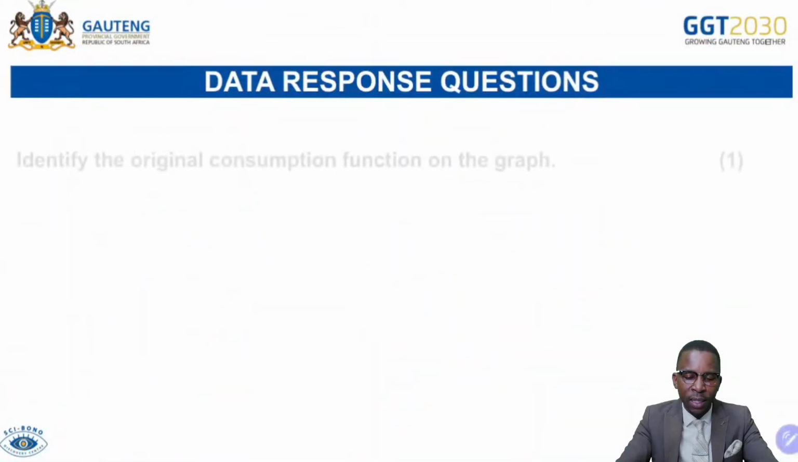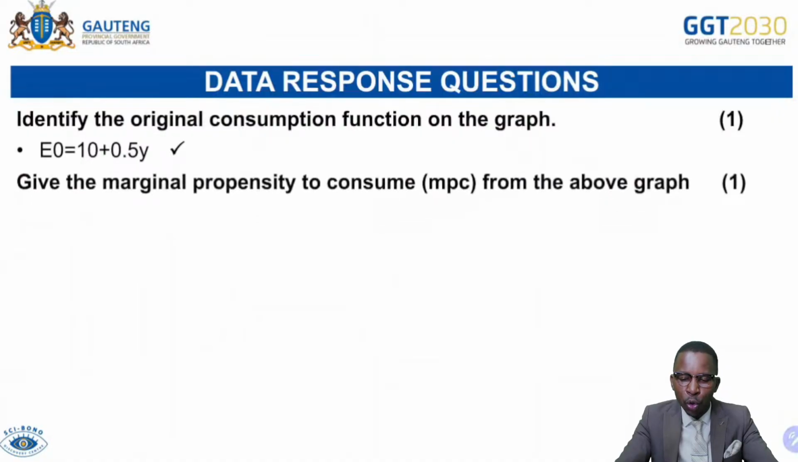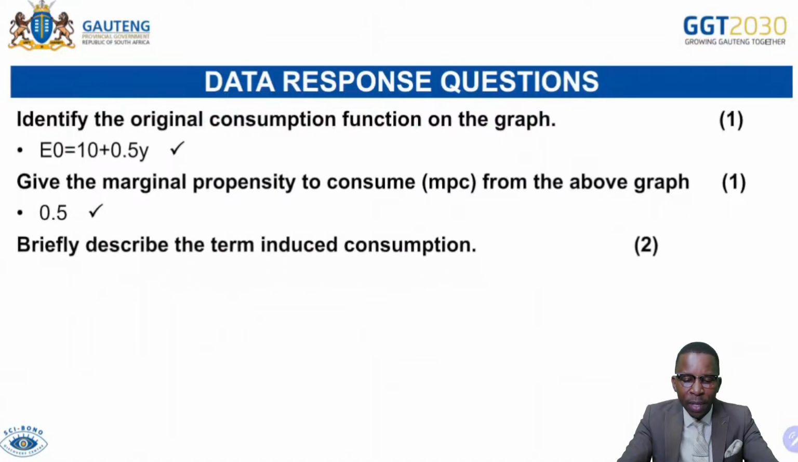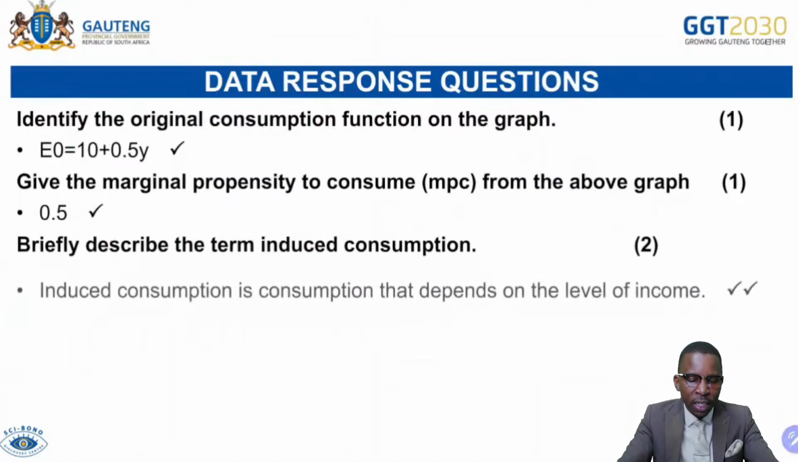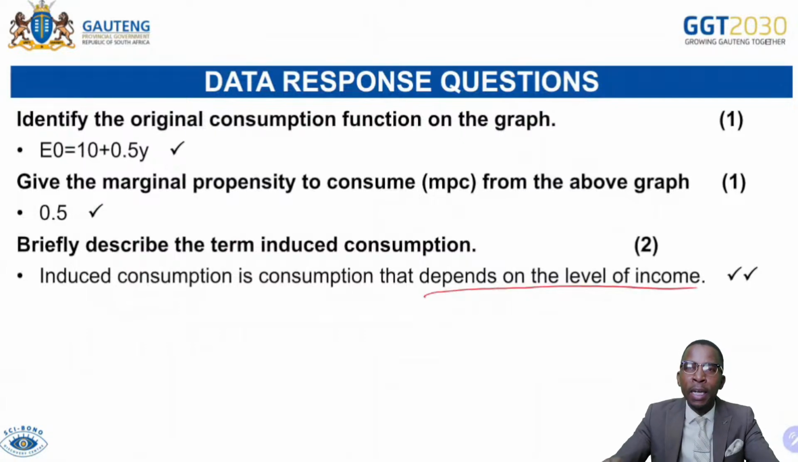Let's check. These are your answers. Identification, we say E0 equals 10 plus 0.5Y. Give the marginal propensity to consume, which is MPC, is 0.5. We discovered that there on your consumption function. And then briefly describe the term induced consumption. So induced consumption refers to the consumption that depends on income or that cannot happen if the level of income is zero.